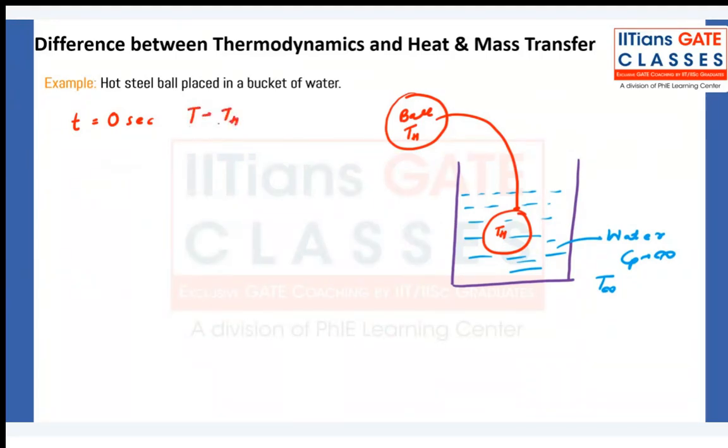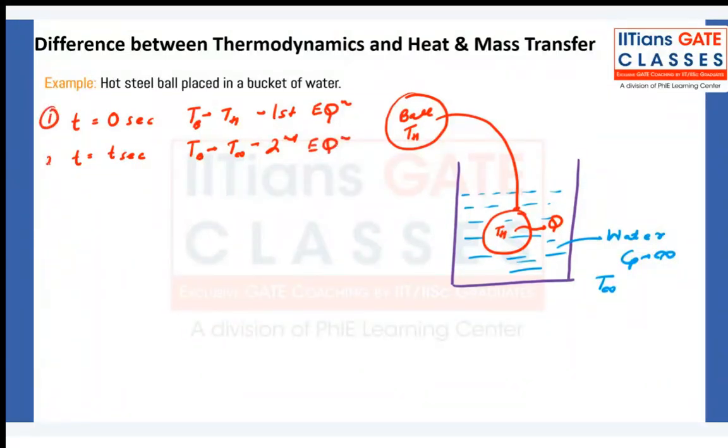Now after some time, maybe 5 minutes, 10 minutes, 15 minutes, whatever time, after time t seconds, what will happen? A heat transfer will take place from the ball to the water. The ball will reject heat, the water will absorb heat, and the temperature of the ball will reduce. Finally, the temperature of the ball will come to T infinity. This is your first equilibrium state, and the second one is your second equilibrium state.